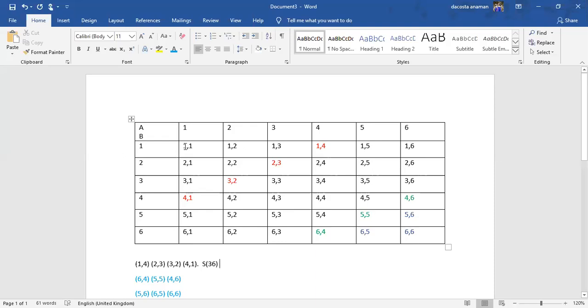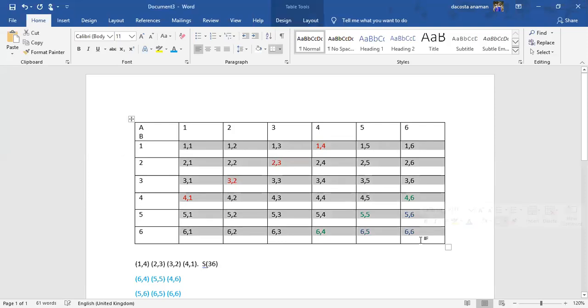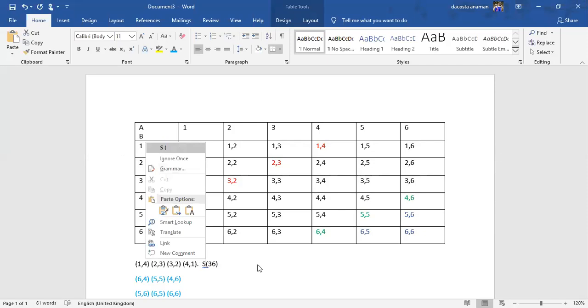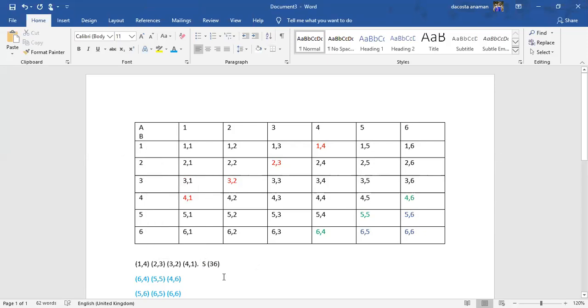So the ones from this side to this side, this is the sample we are working with. 6 by 6 will give us 36. So the sample is 36. I hope you get it. Okay. Now we have to find the probability that the die will show different scores.